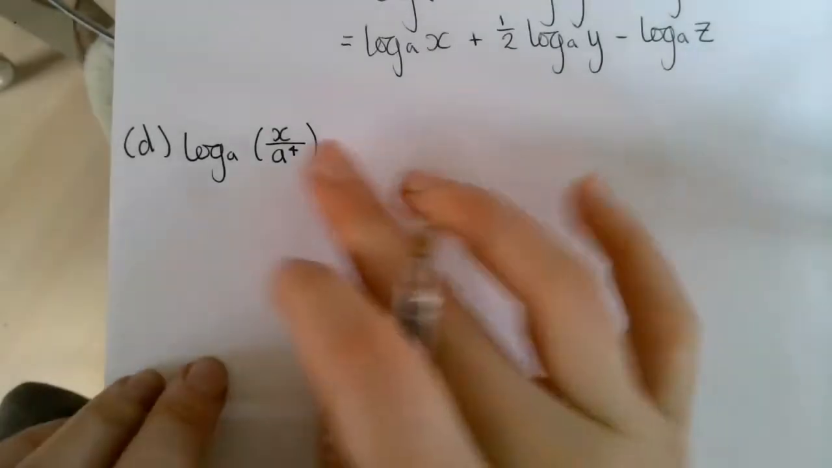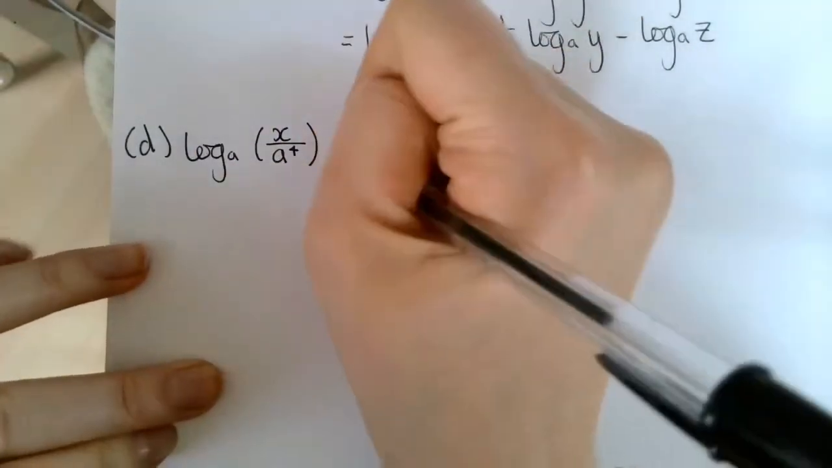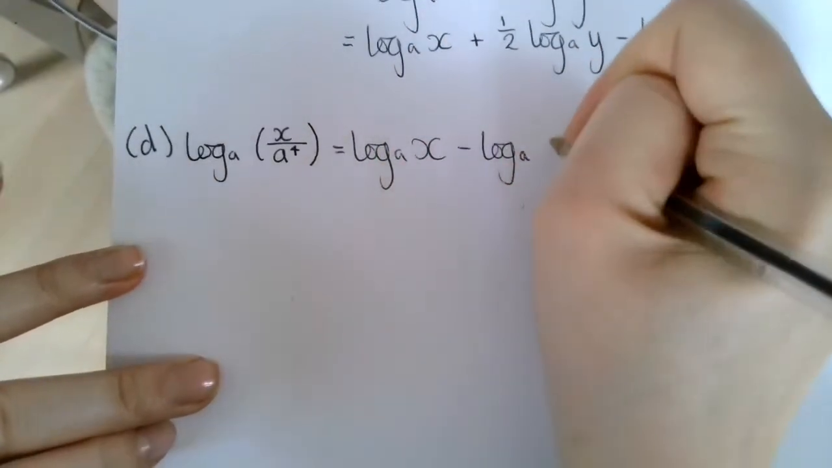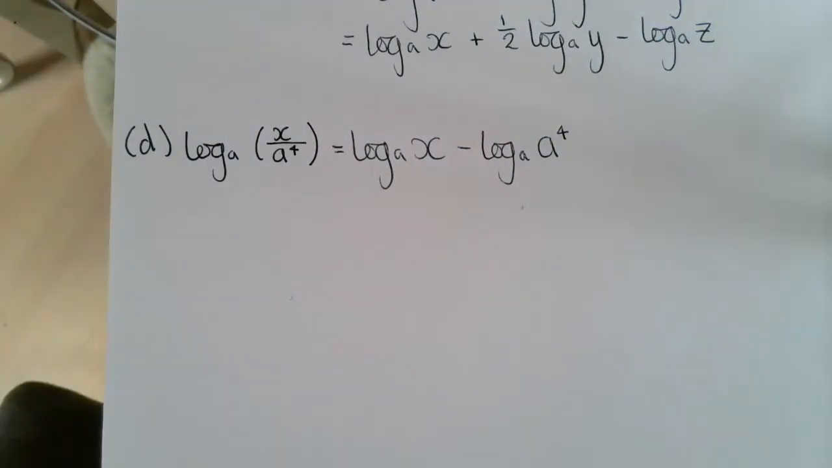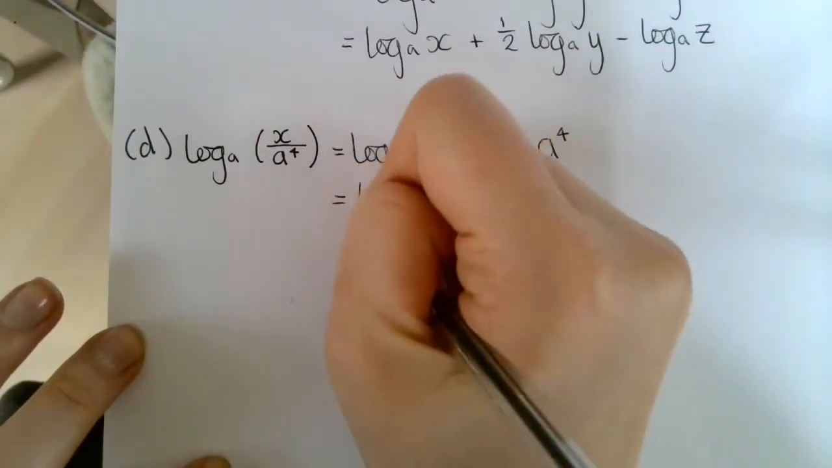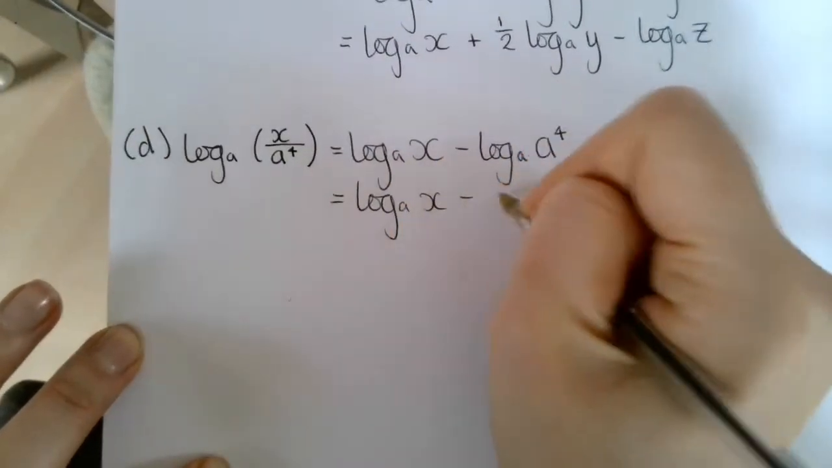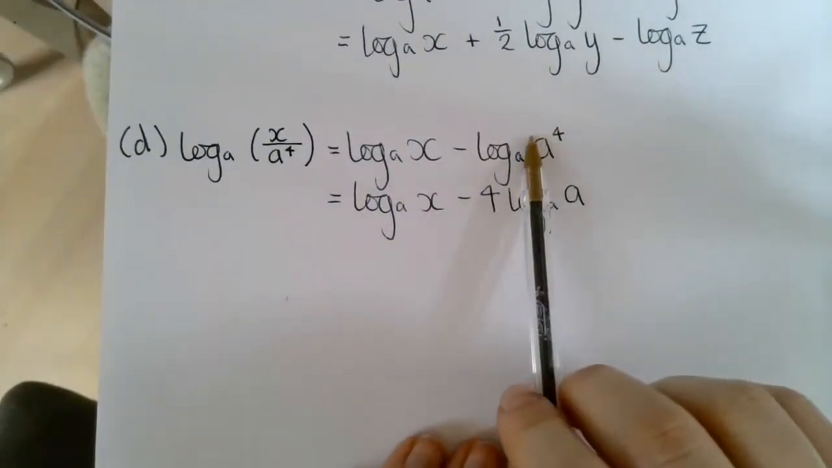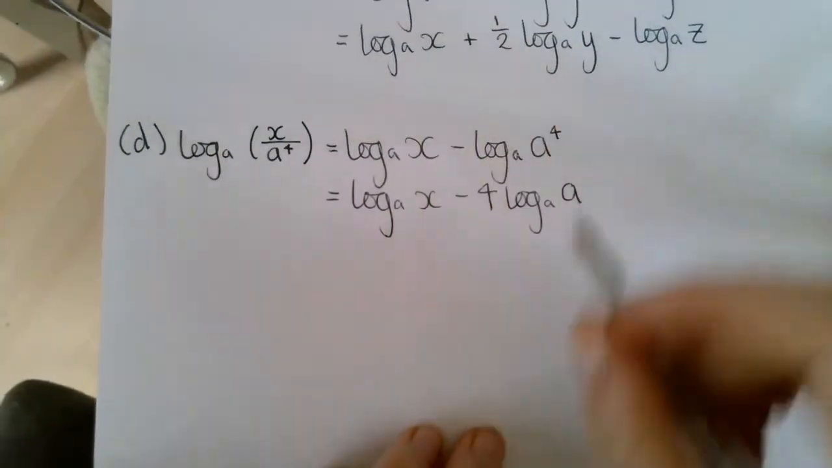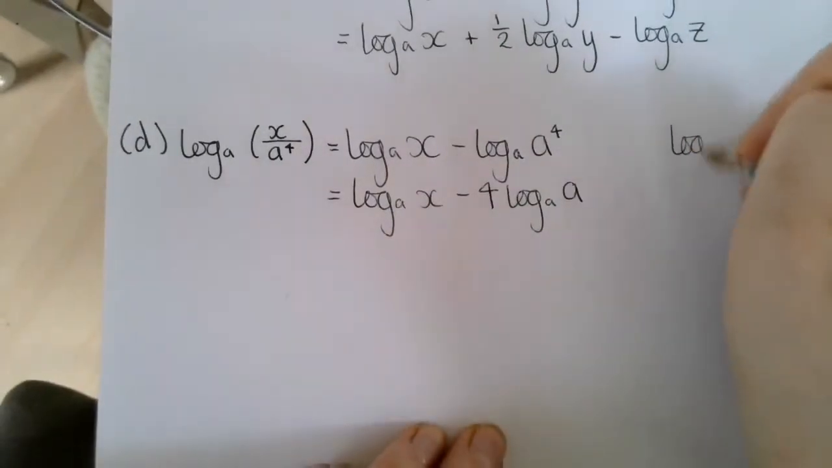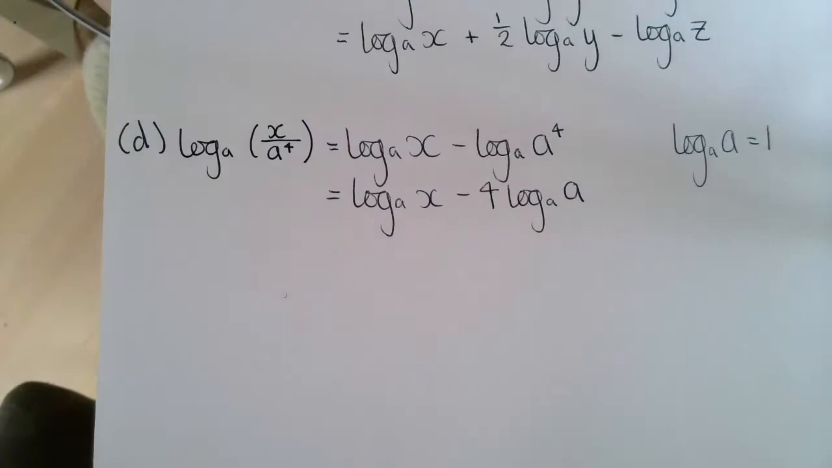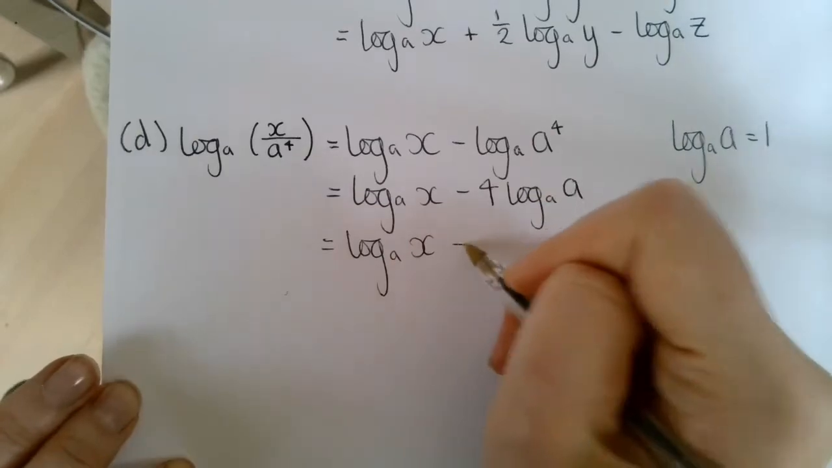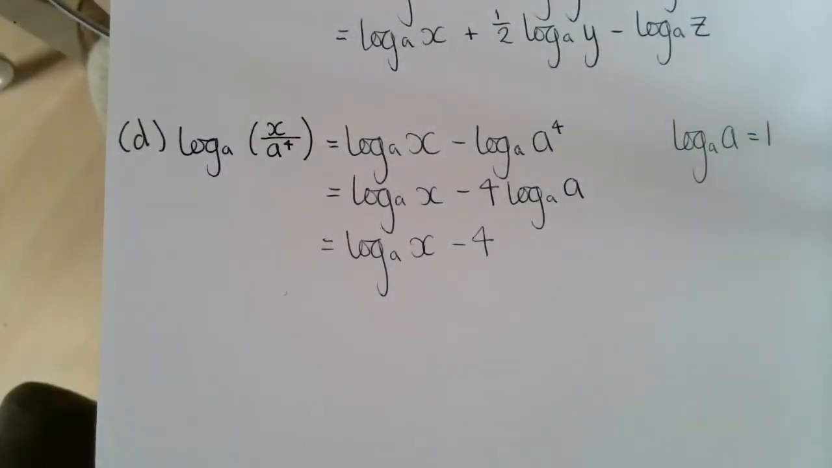The last one, again, we're going to apply the division rule here. So I've got log a x subtract log a to the power of 4. Now that's equal to log a x subtract 4 log a of a, because I've used the power rule there. Now if we remember, log a of a is equal to 1. So we're going to have log a x subtract 4 as our answer.